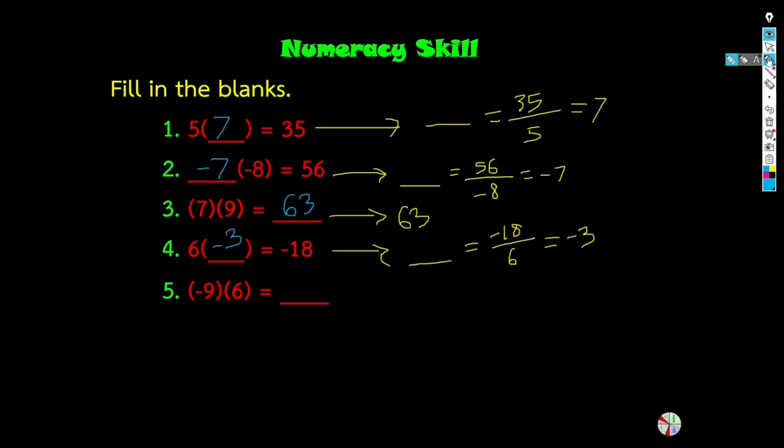And for number 5, our answer will be negative 9 times 6, which is just equals to negative 54. Negative 54. That is the answer here. Okay, that is the numeracy skill.